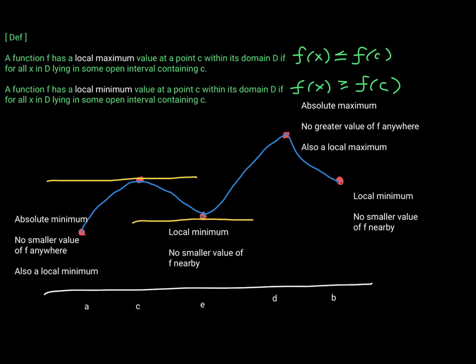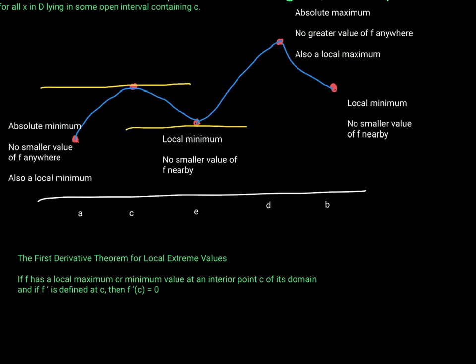I may be getting ahead of ourselves a little bit here, but I just want to take advantage of this picture to show you that we're going to be able to find our extrema by finding where the derivative is 0 or where the function is not differentiable. So this theorem just follows from what we were just noticing: if f has a local maximum or minimum value at an interior point c of its domain, and f prime is defined at that interior point, then the derivative must be 0.